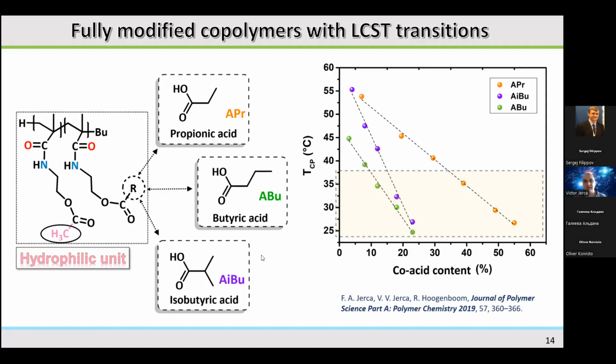This time for the polymer, we used acetic acid as the hydrophilic unit, and another co-acid, propionic, butyric or isobutyric acid, as the hydrophobic unit. As you can see, in this case we are also able to obtain a very nice correlation between the cloud point and the co-acid content, and we could nicely modulate the cloud point temperature depending on the hydrophobicity of the co-acid and the ratio between the two acids used to modify the PiPOx polymer.